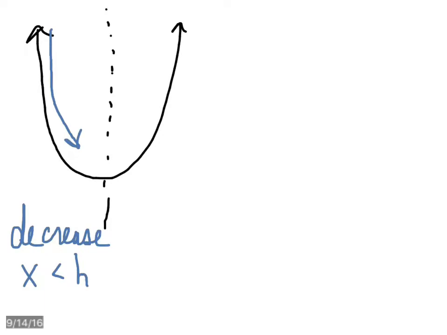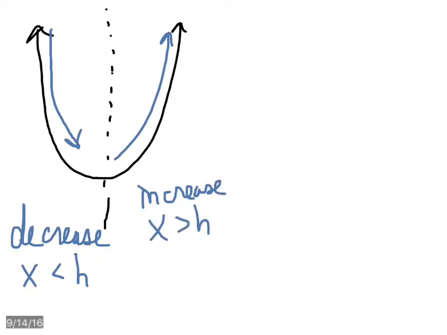Okay? Now you've turned and you've gone up the hill. Is up increasing or decreasing? Increasing on this side. And that would be x is greater than the h, because now we're going to the right. Okay, the right side is greater, the left side is less.